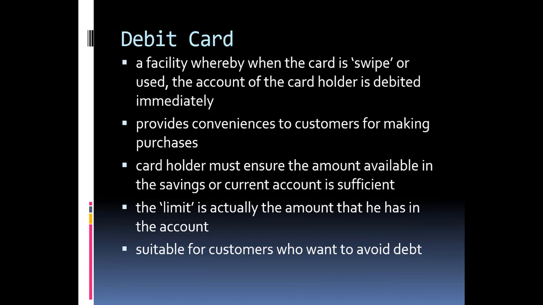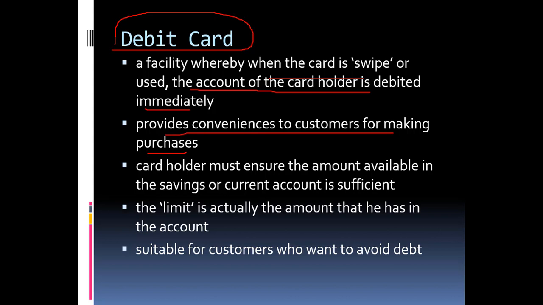And next we have the third, which is refer to the debit card. Yang ni kalau kita lihat debit card, biasanya untuk yang ni lah, kad ATM yang kita guna pun dah tulis debit card here, which is we can use the same function with the credit card, but we can also use the card at the ATM machines, and a facility whereby when the card is swept or used, the account of the holder is debited immediately and provides convenience to customer for making purchases, and card holder must ensure the amount available in the saving or current account is sufficient, and the limit is actually the amount that he has in the accounts, and suitable for customer who want to avoid debts.